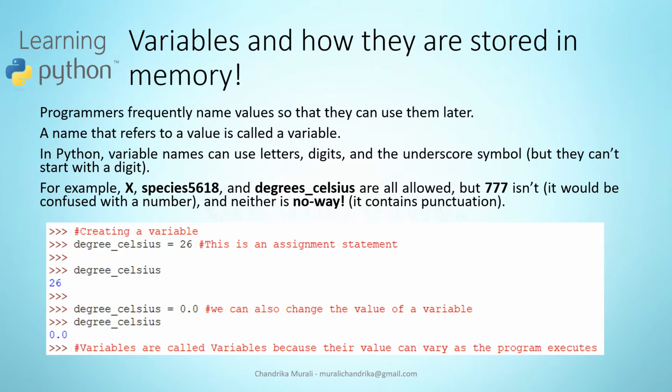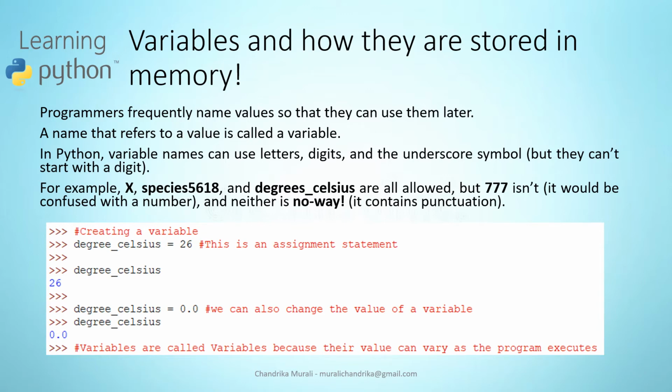Let us see one example here. I'm creating a variable degree_Celsius and the equal operator, which is the assignment operator, 26. So this is an assignment statement. I'm creating a variable with the name degree_Celsius and I'm assigning a value 26 to it. So when I just type the name degree_Celsius, the Python shell will give me the value of this variable.